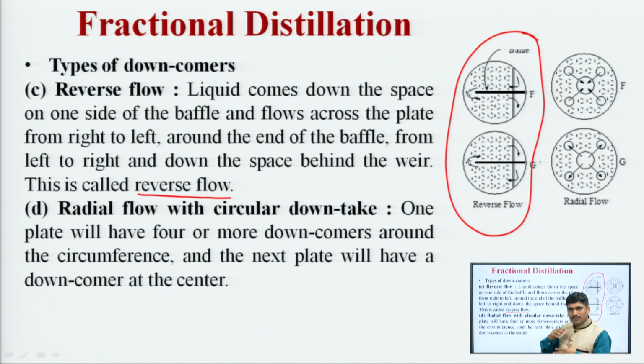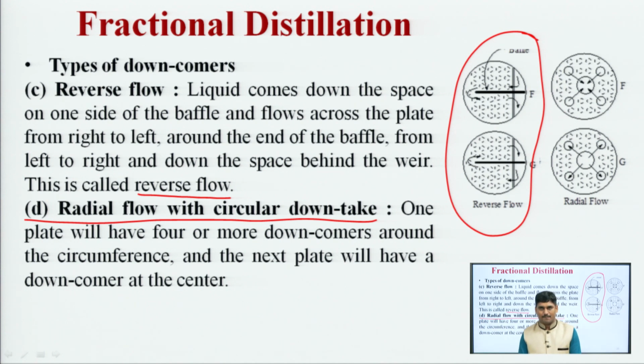Now, the fourth type of downcomer is radial flow with circular downtake. In this case, what happens? If you see in the diagram, on plate F there are 4 pipes, and from these 4 pipes the liquid is moving to the center.